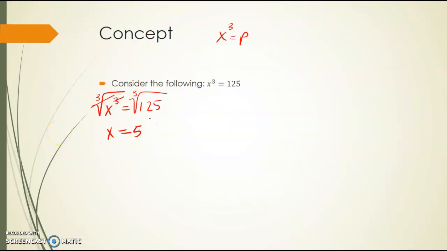Now, last section, when we took square roots, we had to have both the positive and the negative answer. With cube roots, there's only the one answer. Now, if it was x cubed equals a negative 125, and we do the cube root, then x would equal a negative 5. So whatever the sign is in the cube root is the sign of your answer.